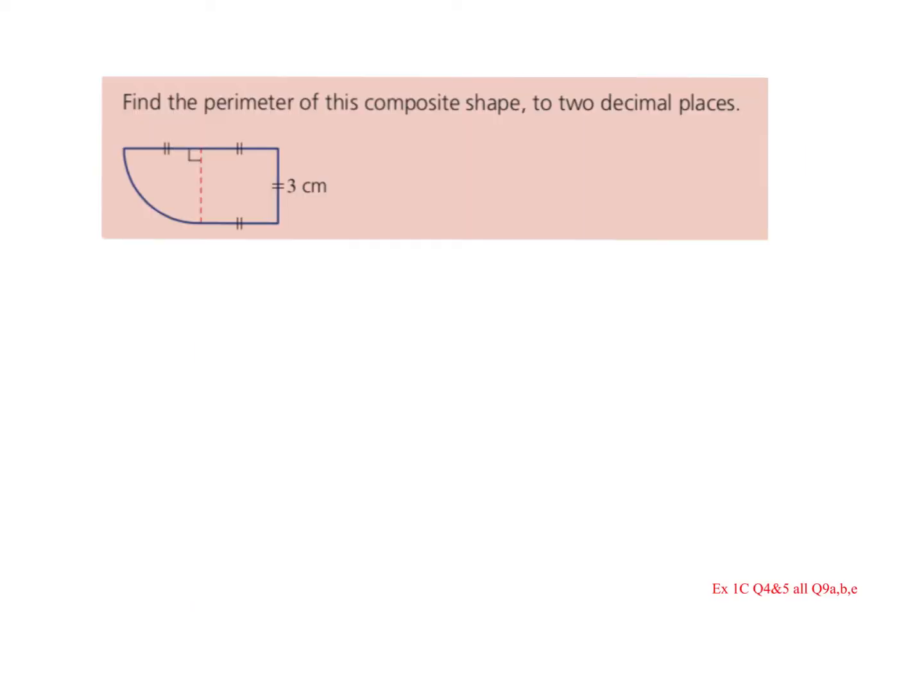Okay, so find the perimeter of this composite shape. Composite shape just means when you've got a couple of shapes together. So you can see we've got a rectangle or square, and then we've added a quarter of a circle, so it makes it a composite shape. Now they want the perimeter of this shape. So the perimeter is just the outer edges of all of that.